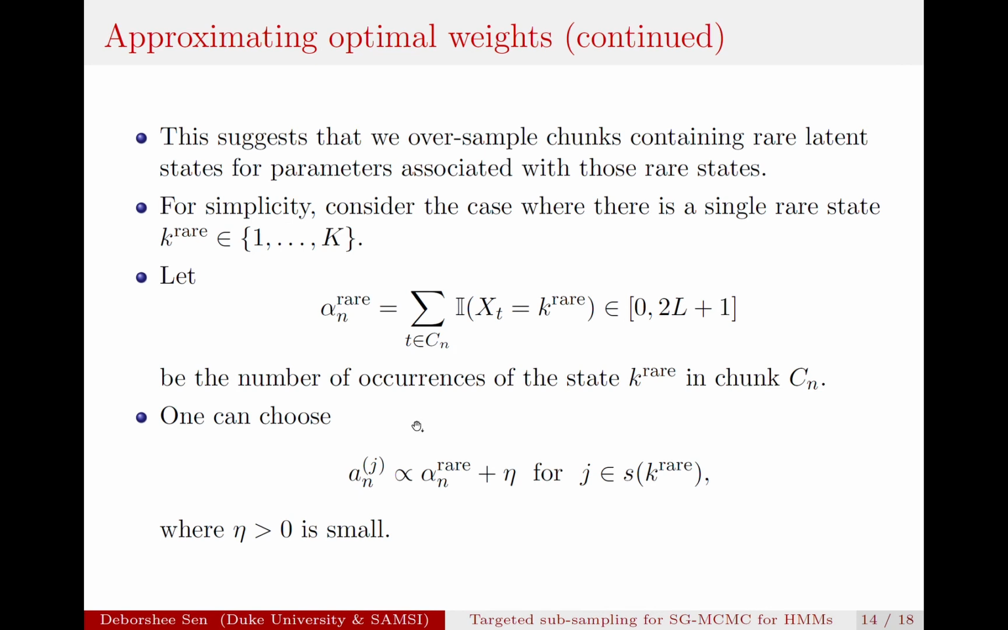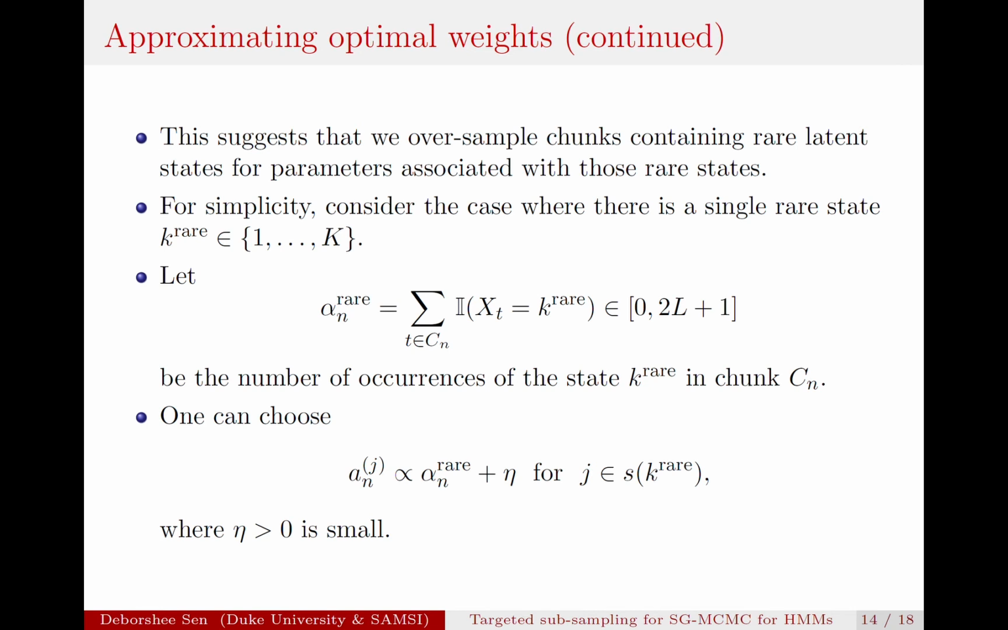So what we do, very heuristically, is we just count the number of occurrences of the rare state. Say k_rare is a rare state. We count the number of occurrences of the rare state within each chunk. Here I know what the latent states are, so I can actually count this.